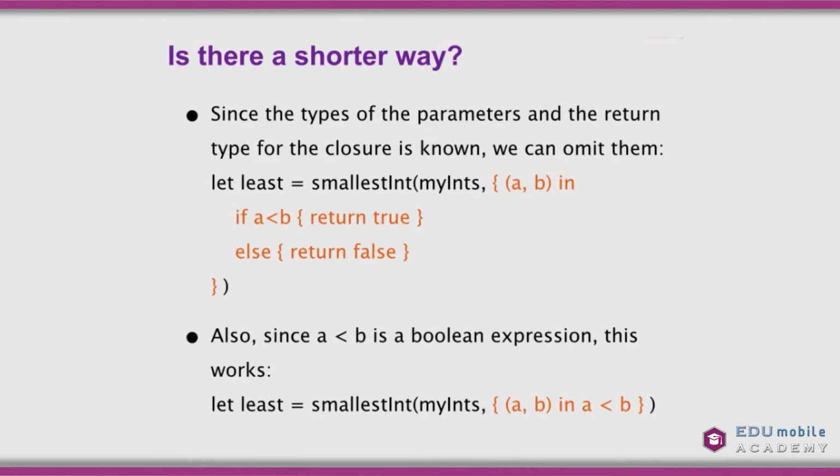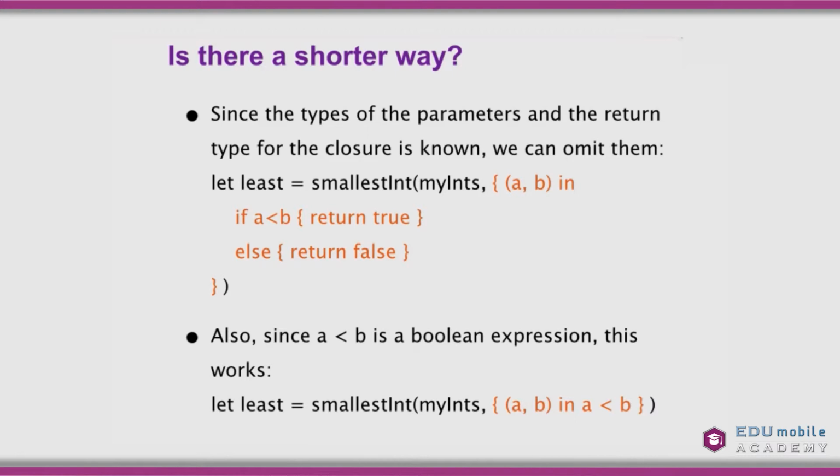Since the types of the parameters and the return type for the closure are already known, because the function that we defined that accepts the closure said we want two ints and to return a bool, we can omit the types. So here we say let least equals smallestInt, myInts, A B, in. Now, we've also omitted the return type because it knows what it is. It's a Boolean. So we do the same thing. A B, no arrow, no return type, in, if A less than B, return true, else return false.